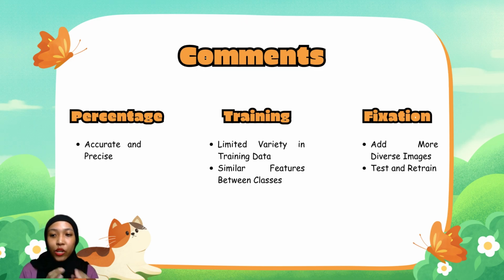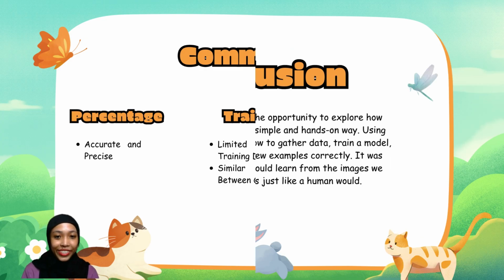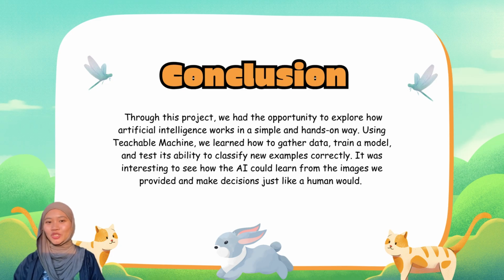Other than that, we can also test and retrain. After each test, observe the mistakes, update the dataset, and retrain the model to improve accuracy. Through this project, we had the opportunity to explore how artificial intelligence works in a simple and hands-on way. Using Teachable Machine, we learned how to gather data, train a model, and test its ability to classify new examples correctly.